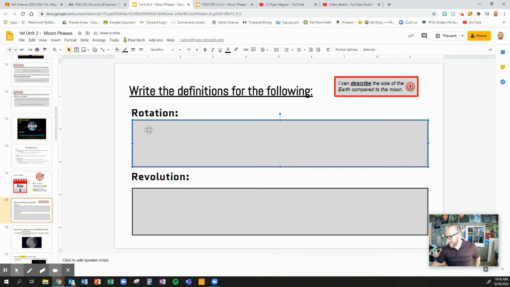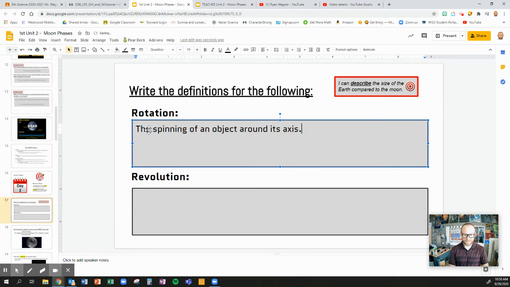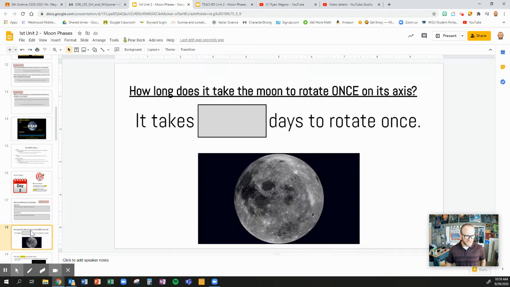Okay, so if we go down to 17, just some really quick definitions, just to remind you what rotation is. If you look at my screen down here, rotation is the spinning of Earth around its axis, or what we can say for this one is the spinning of an object around its axis. Okay? The spinning of an object around its axis. Revolution, on the other hand, is an object moving around another object. It is not spinning around another object, it is moving around another object. Okay, so rotation is spinning, revolution is moving.